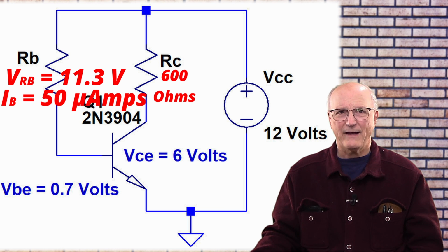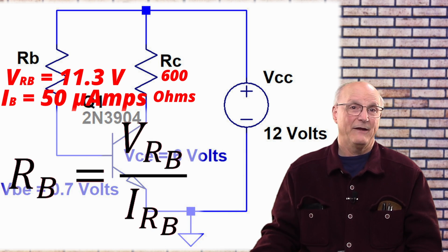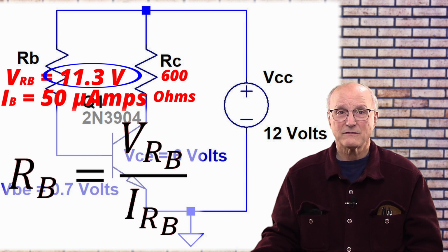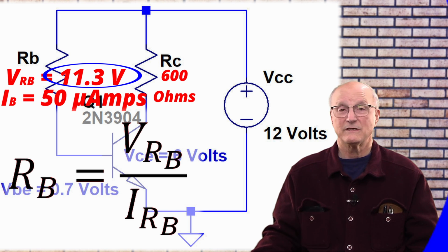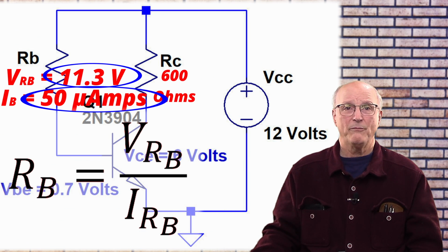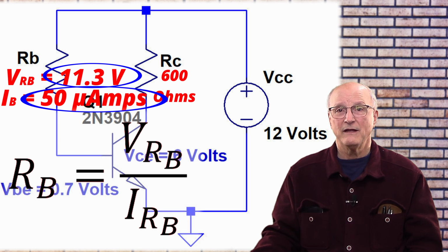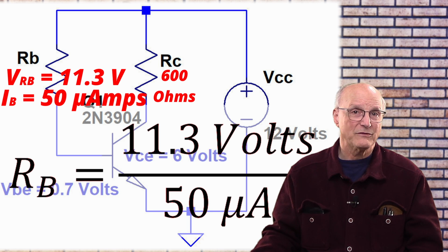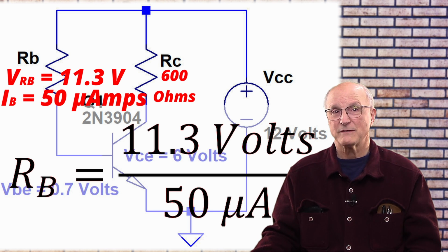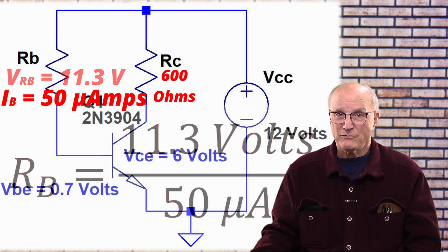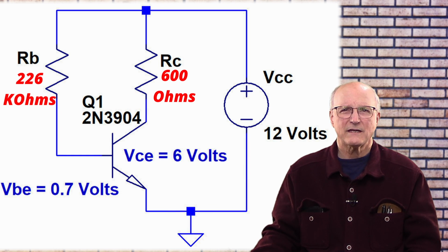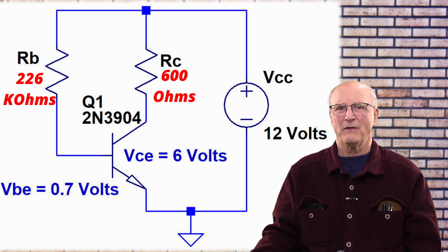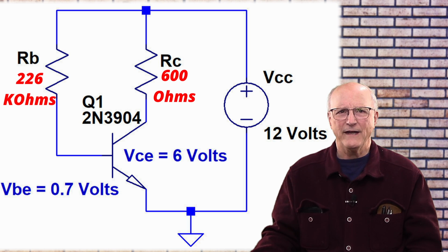Now we get to go back to where we started with Ohm's law, and we now know that the voltage across the base resistor is 11.3 volts, and the current through the base resistor is 50 microamps. We put these values into our equation, and we get the value of the base resistor is equal to 11.3 volts divided by 50 microamps, which gives us a base resistor value of 226 kΩ. So, with our second objective achieved, we have the circuit fully defined.